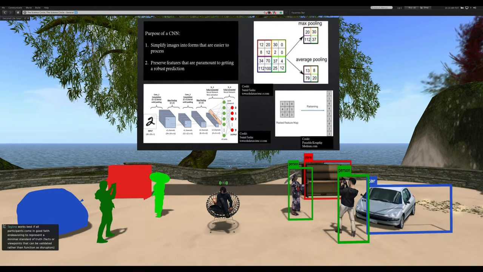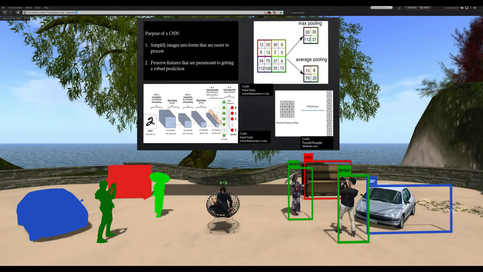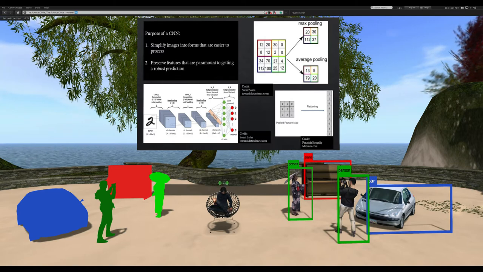There are two different types of pooling. One is called max pooling. If you look at this 4x4 matrix, we've essentially broken it down into four components, and we take the maximum value from each of the components and transfer it to a smaller matrix. That's max pooling. Average pooling just takes the sum of the components, divides it, and gives you an average value.